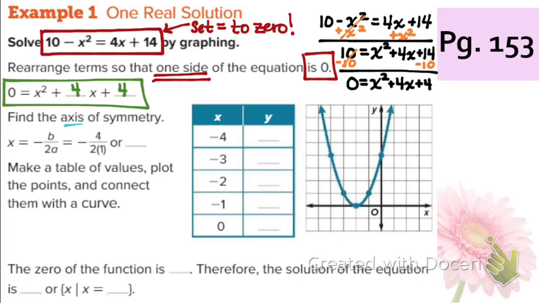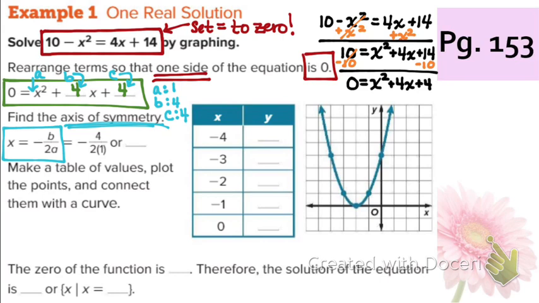Then we're going to find our axis of symmetry. Axis of symmetry is x equals negative b over 2a. What are the values for a, b, and c? A is 1. That we found right here. B is 4. B is right here. Yep, and C is also 4, coming from right here. So far, so good?